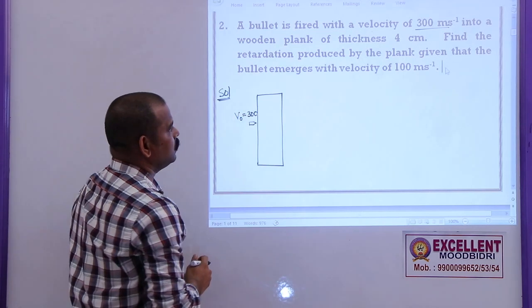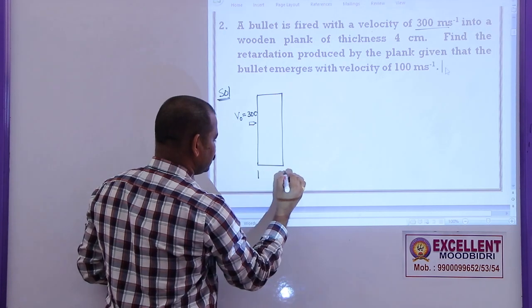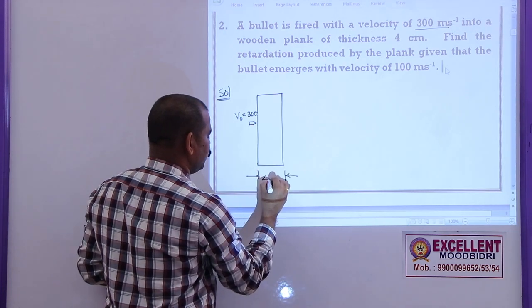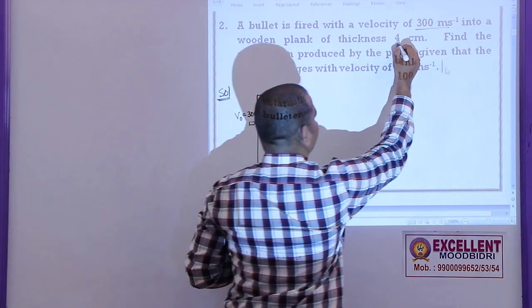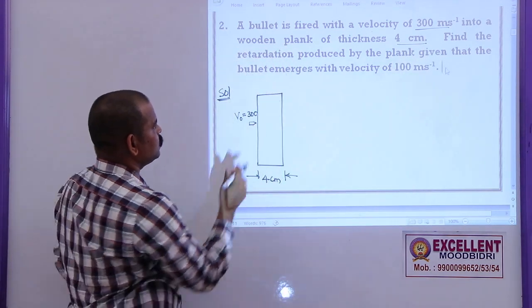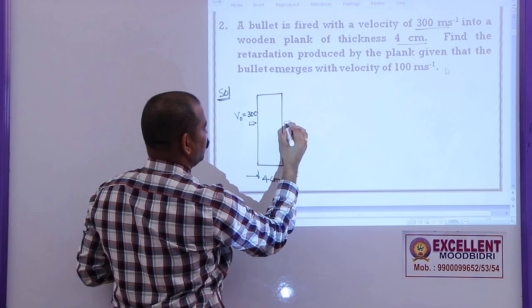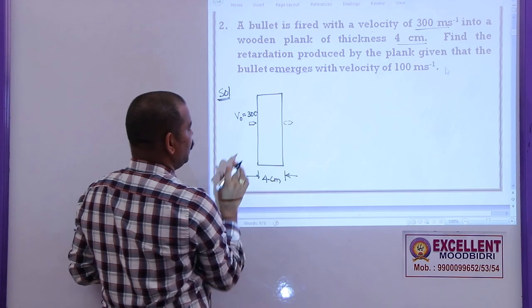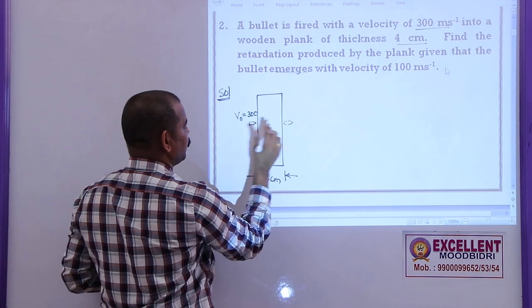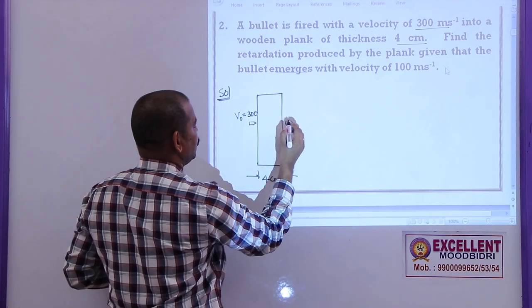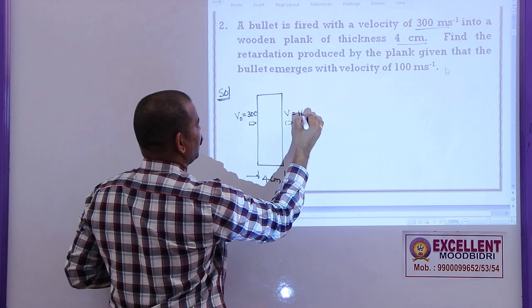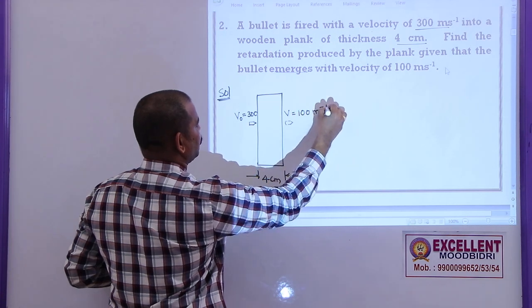So, the thickness of this wooden plank is 4 centimeters, given. While emerging out from the other side, the same bullet, as I already told you, when you are denoting the same body, first a thick one, then a dotted one. So, this is the dotted one. Here the final velocity is found to be 100 meter per second.